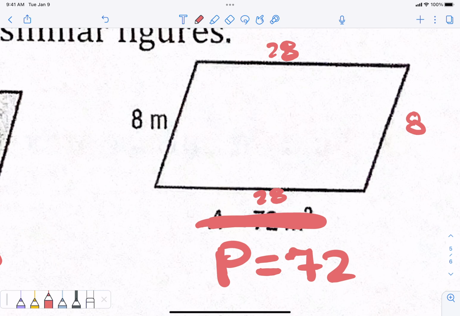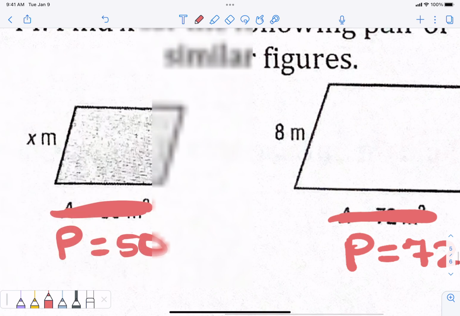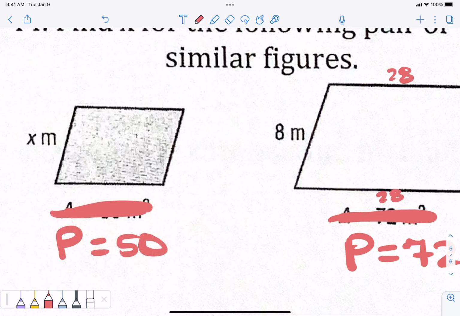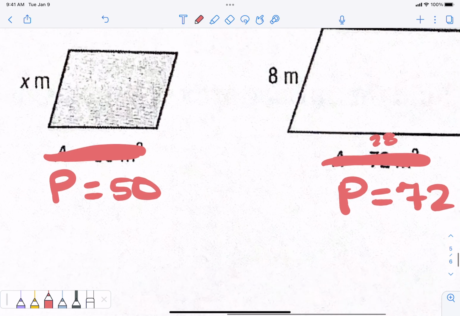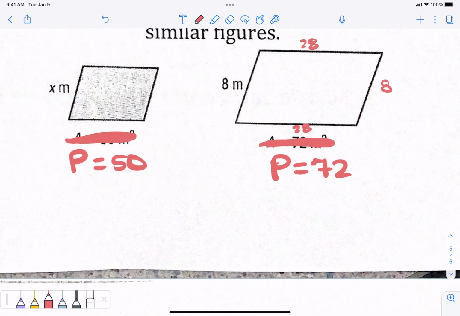But the problem is, I don't know any of the sides for the smaller figure. But I do know that these are similar to each other and the perimeter is 50. So, if they're similar figures, do you remember what you can do? You can set up a proportion.